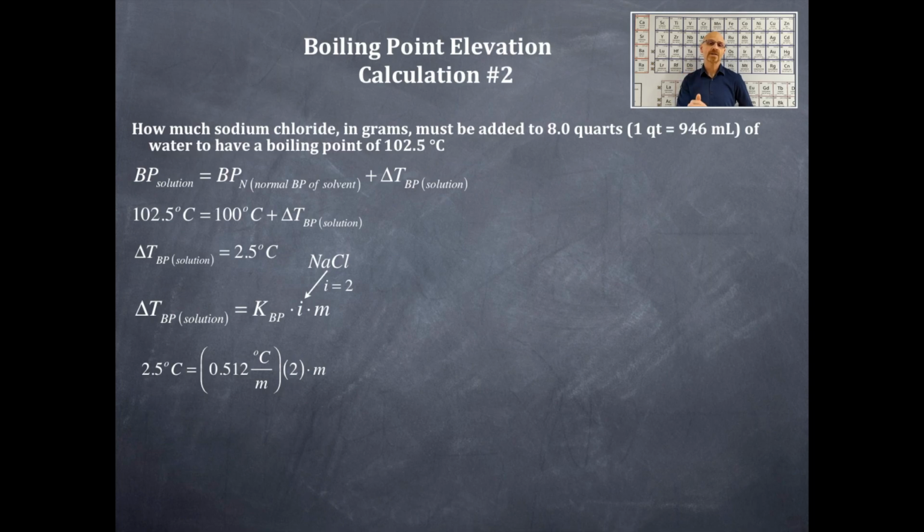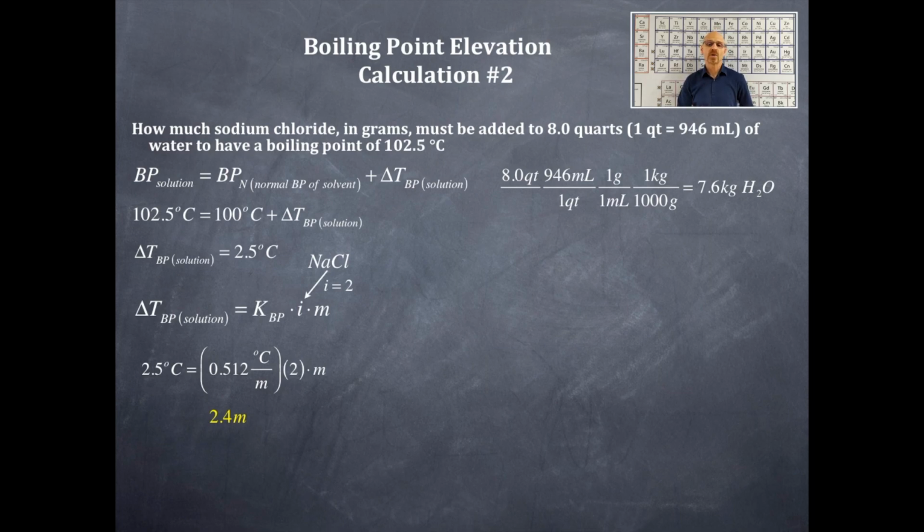The constant was given in the previous problem, so that's why it's 0.512 degrees Celsius per molal. I'm solving for the molality. You should see that you're just going to rearrange this, and we get 2.4 molal for the molality. Now what we need to do is use that molality equation. We're going to convert the quarts into milliliters with the unit conversion that I've given. Then using the density of water, that's 1 gram per 1 milliliter, an assumed density if nothing else is given, I'm going to convert those grams into kilograms. 1 kilogram is equal to 1,000 grams.